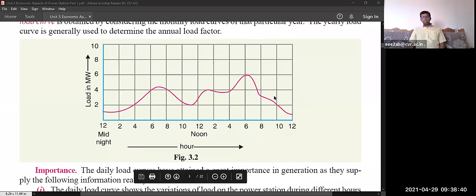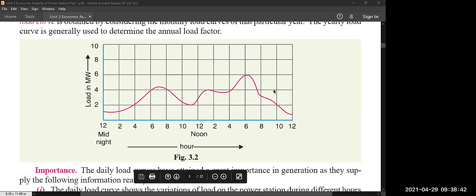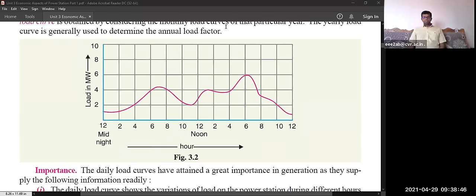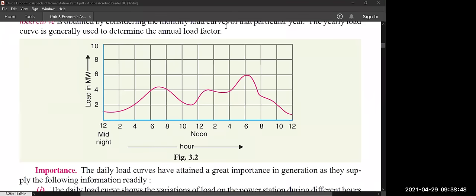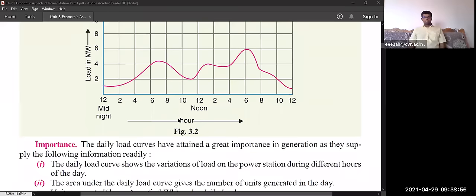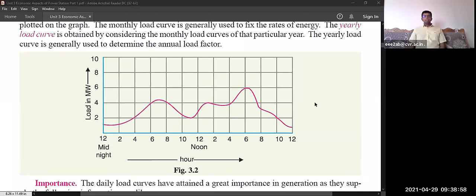So which month you have used the peak, that also you can see. This is your load curve.